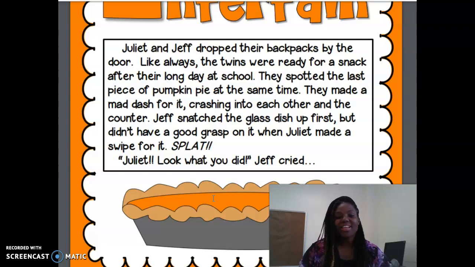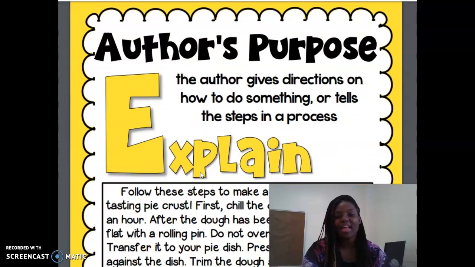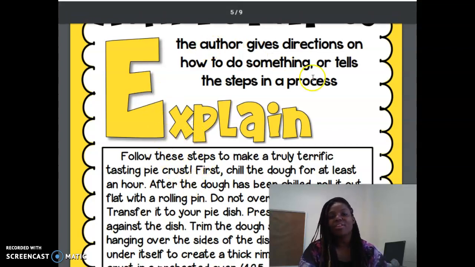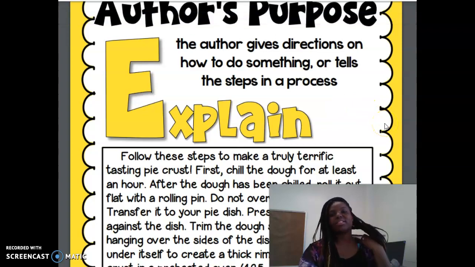So here, it's just something funny and entertaining. You can picture what the author is trying to tell you or what you're reading in your head. The next author's purpose that we have is to explain. The author gives directions on how to do something or tells the steps in a process.